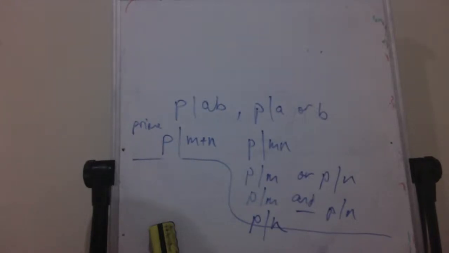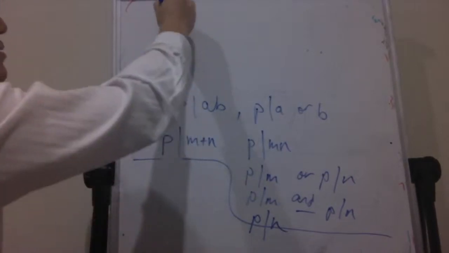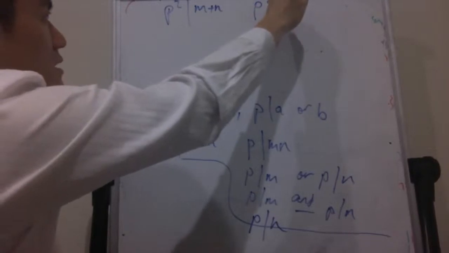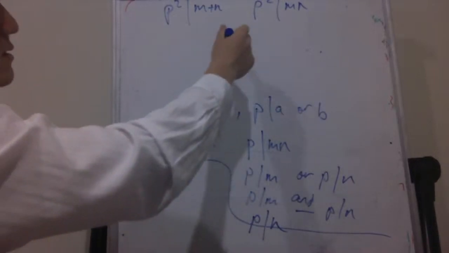You know why? You know what I'm trying to say? So if you have P squared divides M plus N, and P squared divides MN, then as a consequence of this argument, P divides N, and M, because P squared is more than P, yeah?